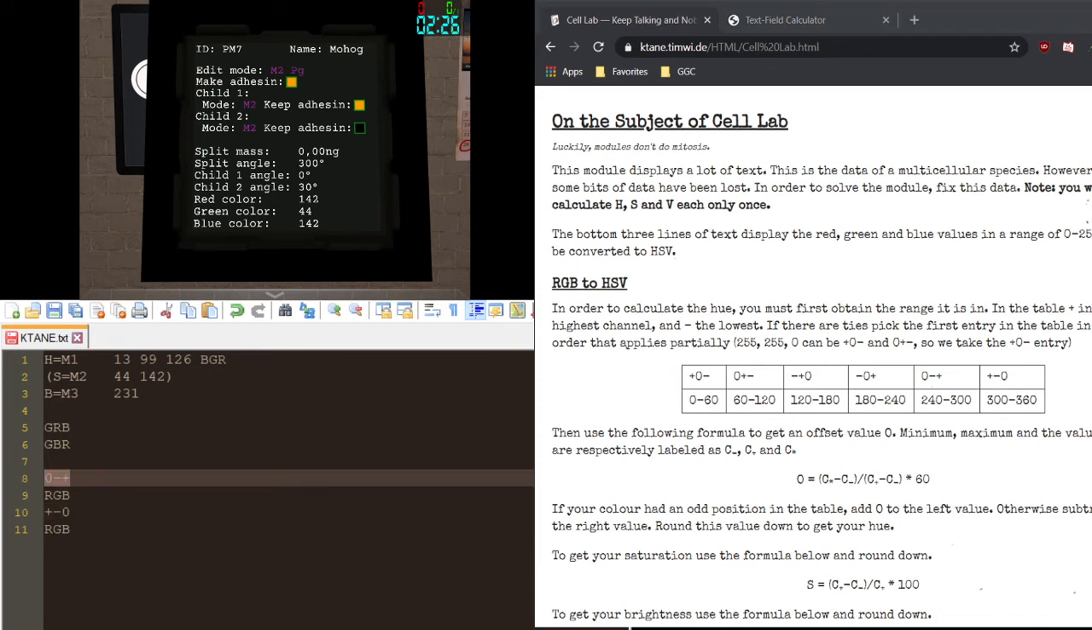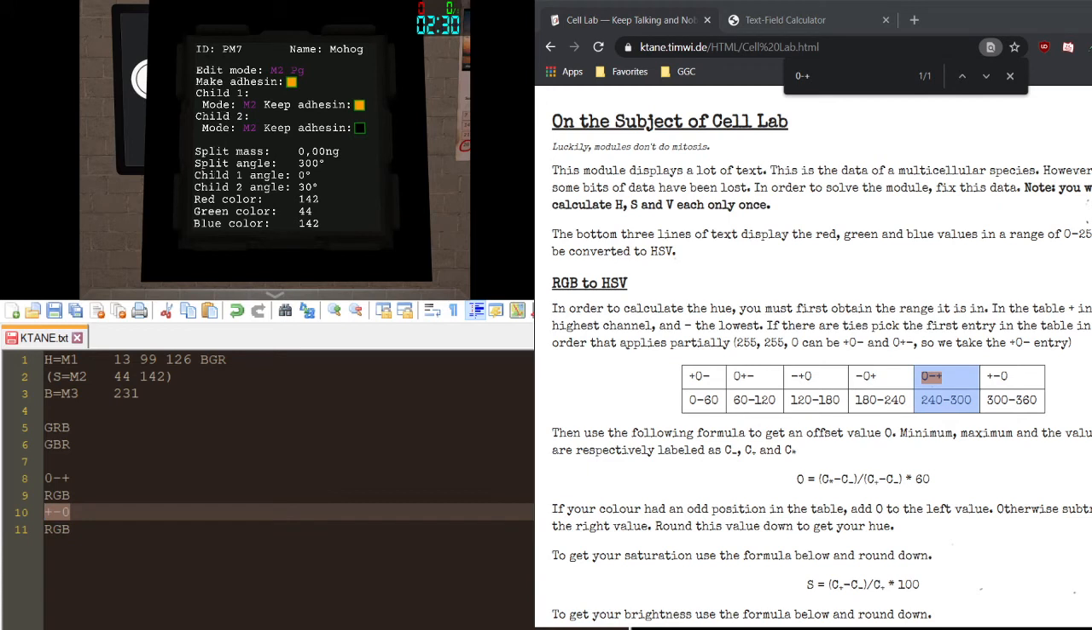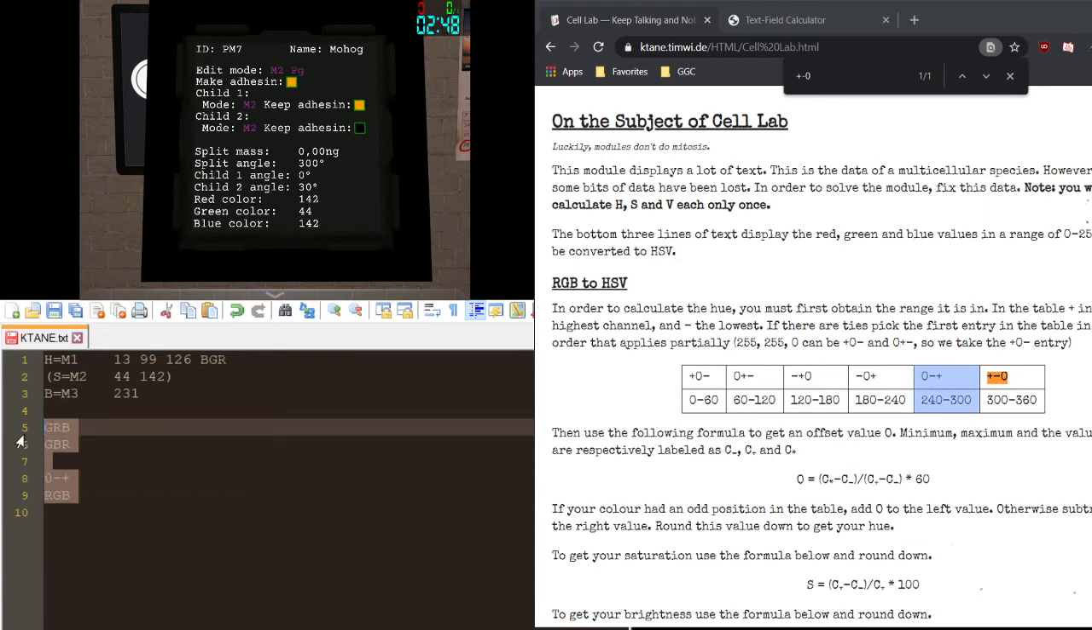We compare this with the table. This is the first entry, and then this one. This is the second one. We would take the first entry in the table in reading order that applies, which is the blue entry, so we ignore the second one and we use the first. This is a what-if scenario. This is not what we're supposed to do for this particular cell lab. We're just doing this for what-if.